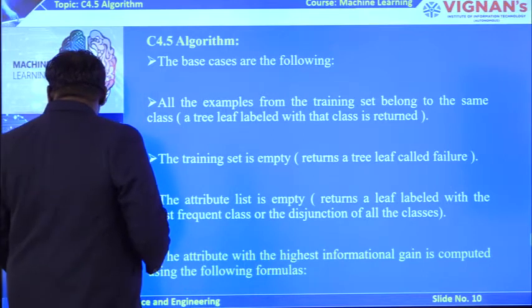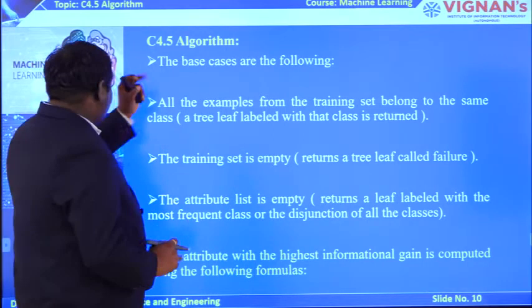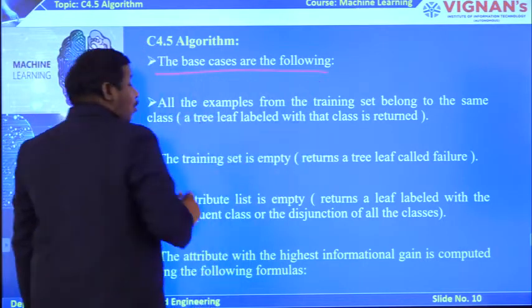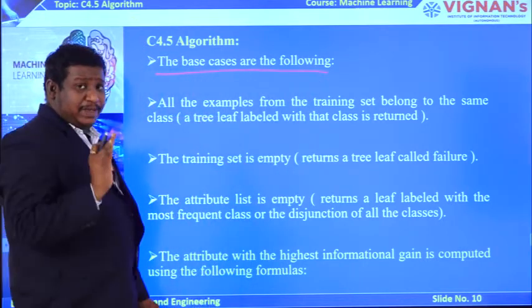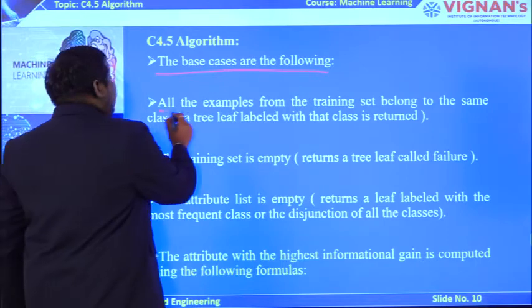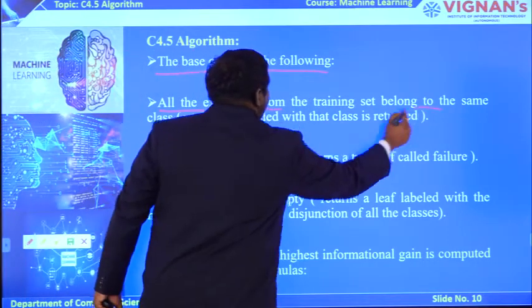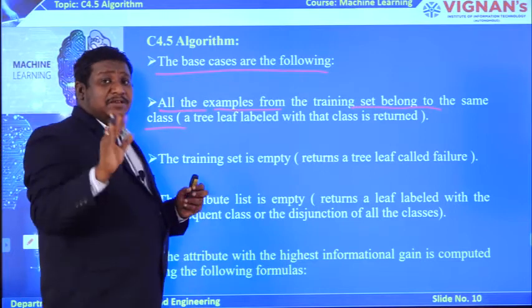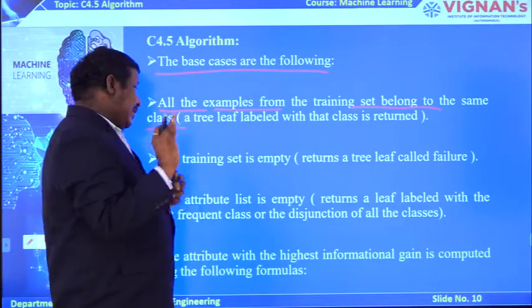So, I told you first to choose the base case. So, how to choose this base case? The base cases are the following. How to choose the first step in the algorithm, that is the base case. What is this? All the examples from the training set belong to the same class. So, all the examples in the model will belong to the same set S.